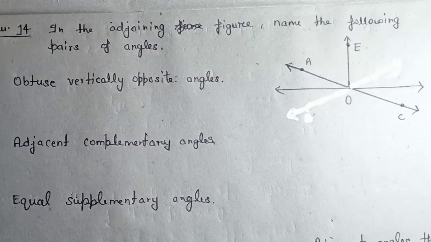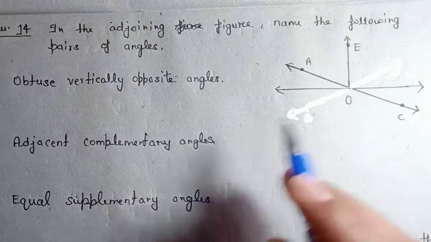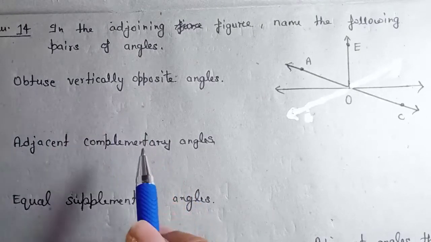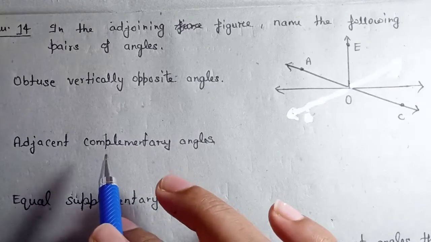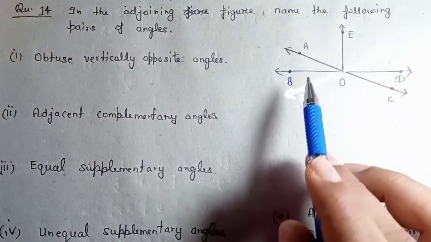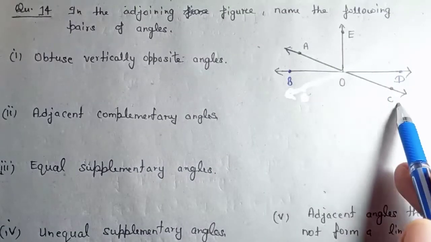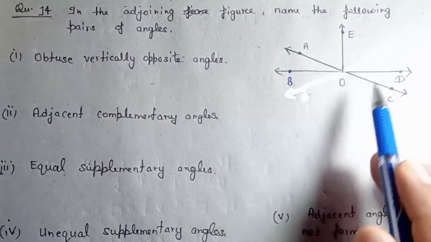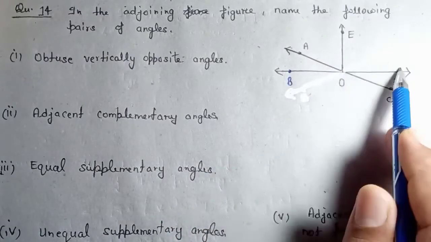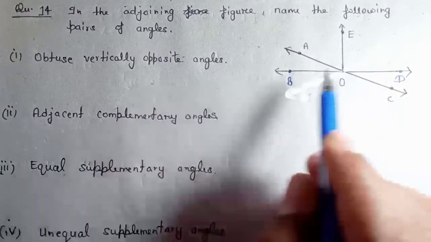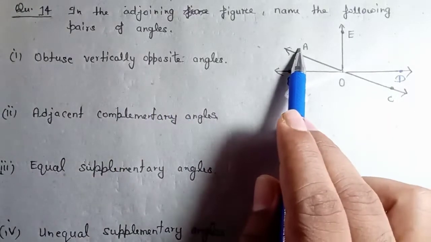Now we have question number 14. In the adjoining figure, name the following pairs of angles. You can see first question is obtuse vertically opposite angle. You have to find the pair of vertically opposite angles and here you can see we have two vertically opposite angles, this one AOB and DOC, but that is not obtuse, that is acute. We have AOD and BOC. These are the pairs that we require here.